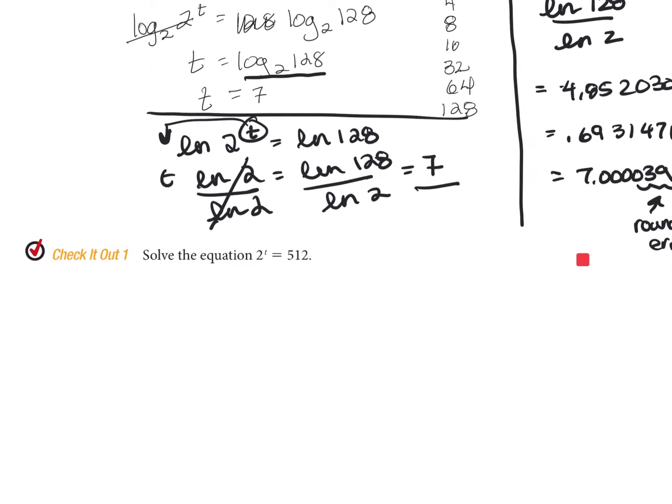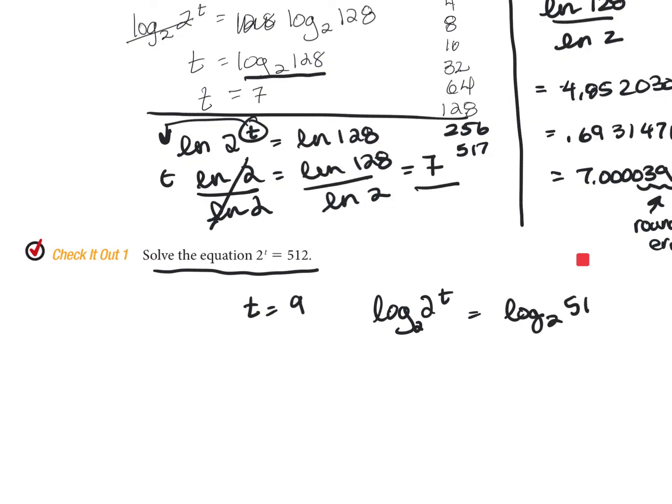So, this one, now solving for 512. If I keep going here on my list, multiply this by 2, I get 256. Multiply that by 2, I get 512. 7, 8, 9. So t equals 9. Again, this is 2^t equals 512, so log base 2 of 512 equals 9. That equals t. t equals 9.